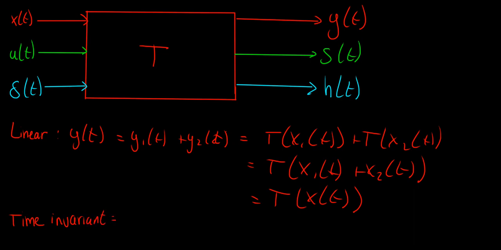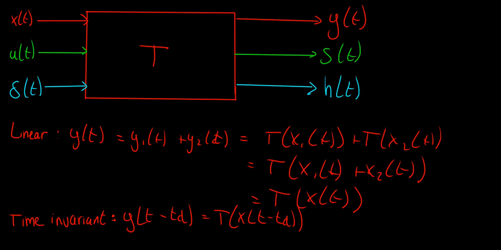And time invariant means that if I change the value in my output by some shift, it doesn't matter if I make that change before I go to the system or after I go through the system. So if I change how my t changes in the x, before it goes to the system or after it, it doesn't matter. That's time invariant.